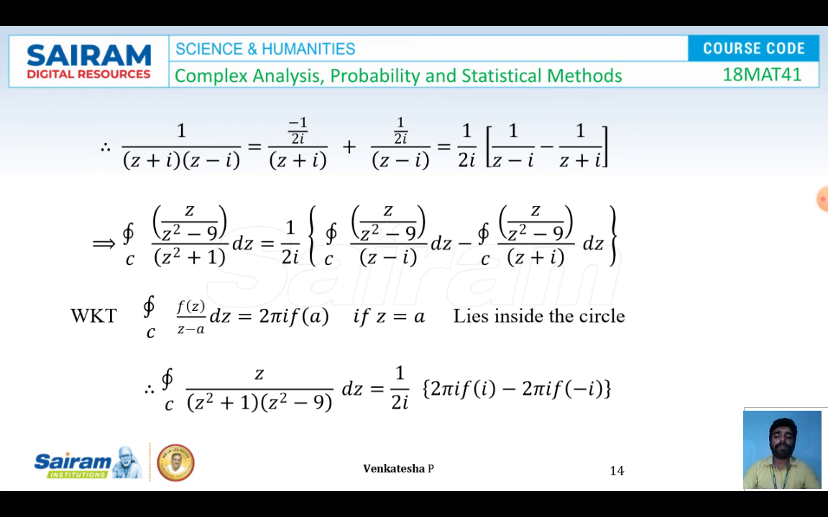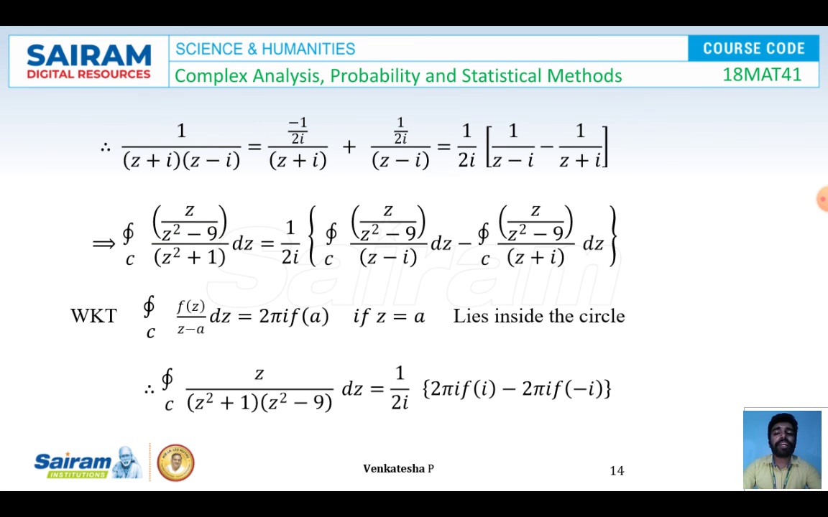So hence the integral over the region C of z by (z square plus 1)(z square minus 9) dz will become 1 by 2i into [2 pi i f of i minus 2 pi i f of minus i]. Now in this equation I am taking the function f of z as z by (z square minus 9), because the point 3 lies outside the circle.